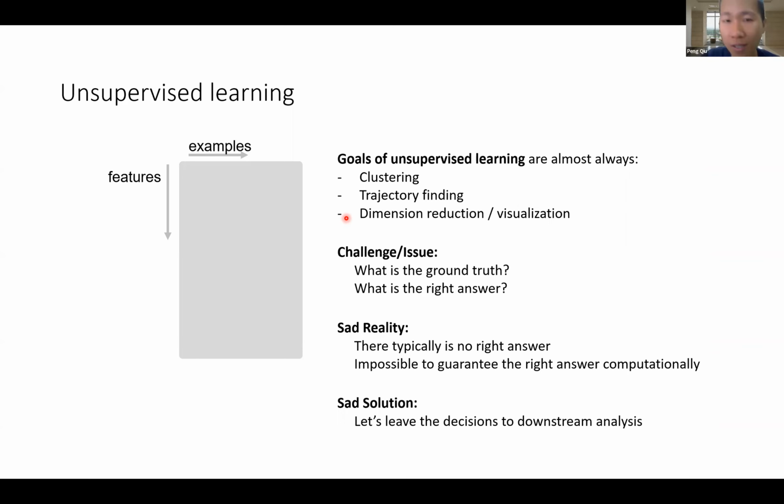Okay, so in this lecture, I'm going to cover a few clustering algorithms and a few dimension reduction algorithms, and trajectory finding will be left to tomorrow morning's lecture.